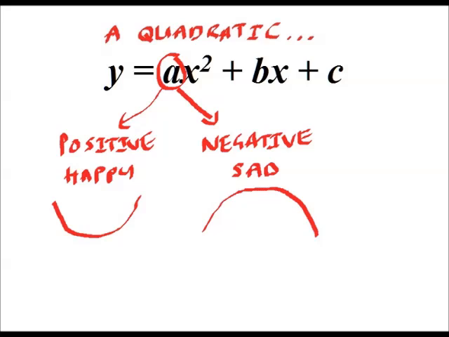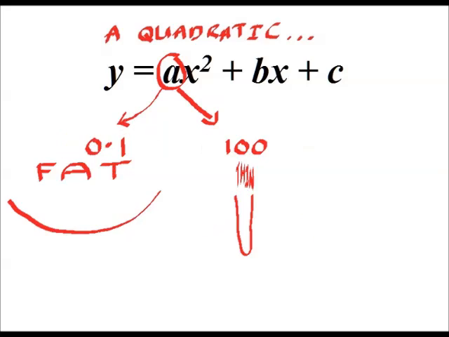You can see that when a is positive, then you get a positive happy smiley curve, and when a is negative, you get a negative sad curve. You can also see that the closer a is to 0, the fatter the curve, and the larger the magnitude of a, the thinner it gets.